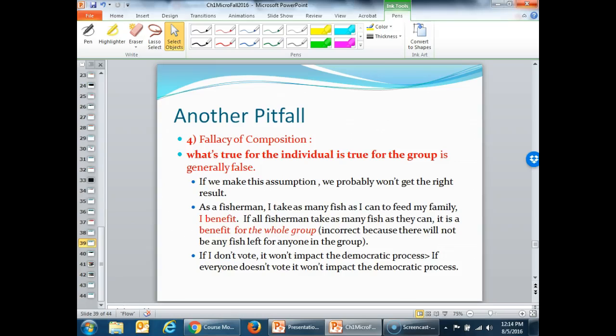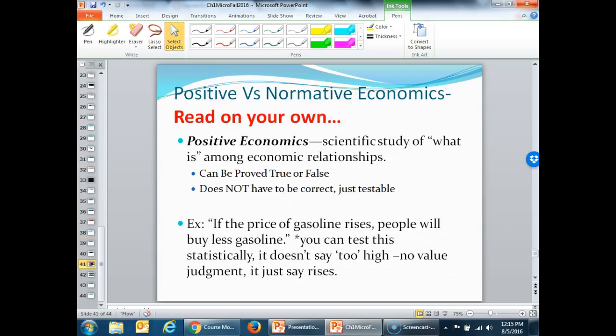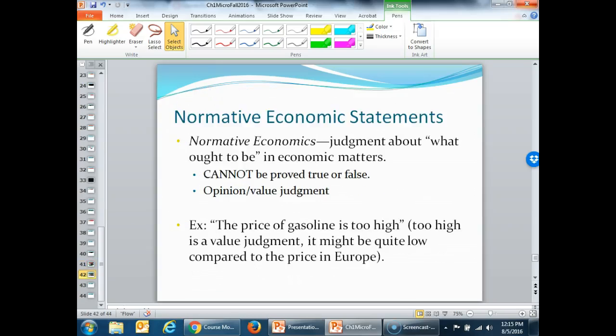The problem is, if all fishermen did that and they took as many fish as they possibly could, it's not going to benefit the whole group. You're not going to have a sustainable stock of fish. Nobody's going to be able to make any money next year. So what's good for the individual is not necessarily what's good for the group. Positive versus normative economics, I want you to read that on your own.